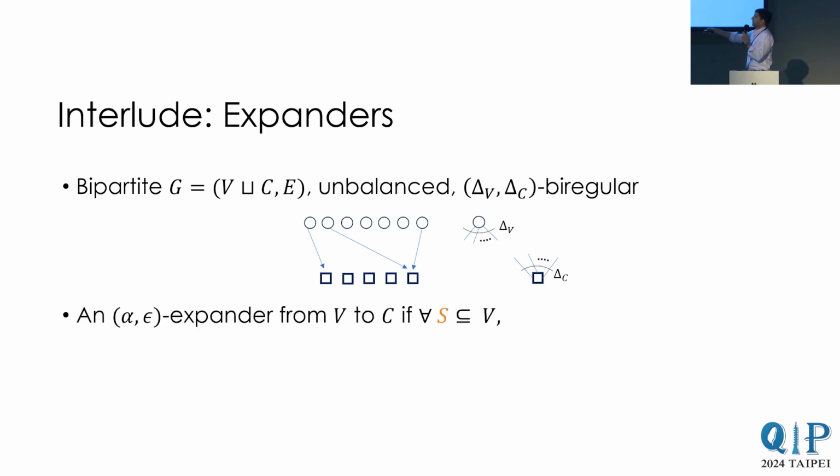And we are going to be considering what are called alpha epsilon expanders, which expand from V to C. And what does this mean? If we were to consider any subset of vertices in my graph, some subset S that I've highlighted here in orange, if the subset is small enough, then its neighborhood, here denoted using gamma, some set of vertices on the other side, is going to obey a certain property.